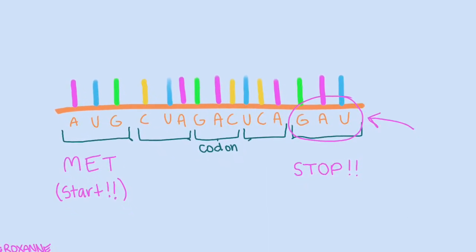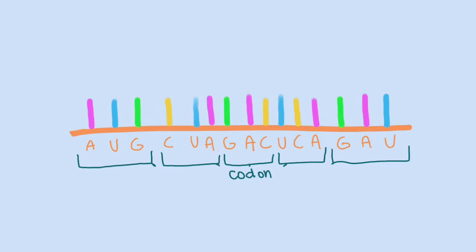Finally, tRNA molecules have anticodons. These go along with codons from mRNA. And amino acid tRNA synthase links tRNA molecules with their corresponding amino acids.